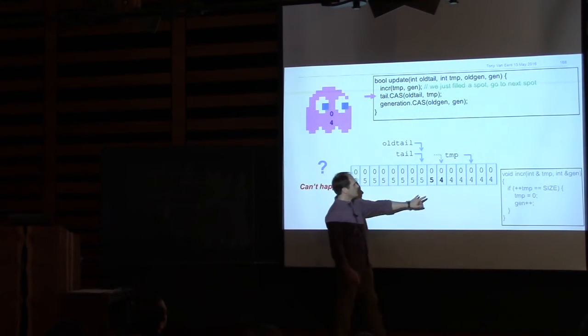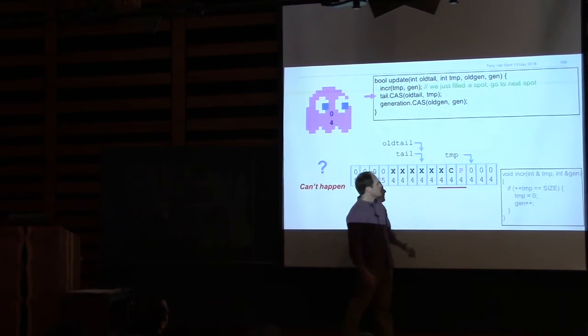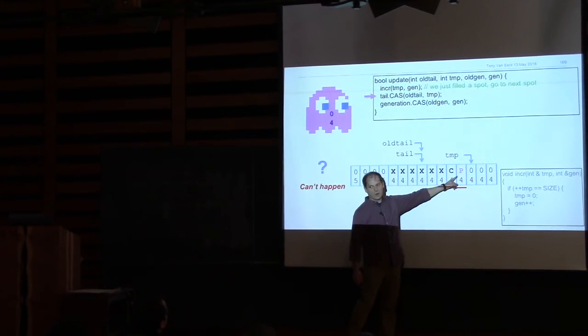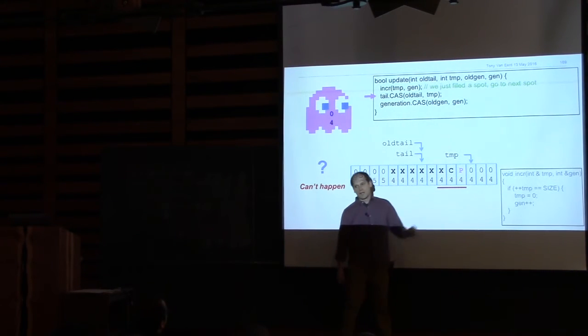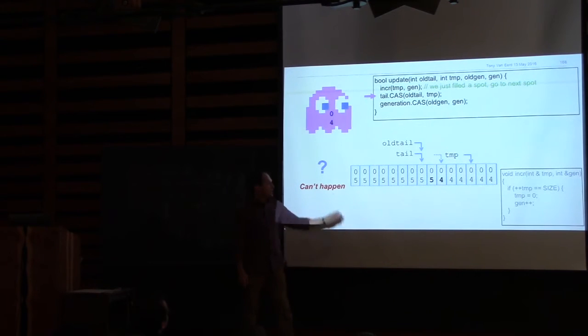Because what are these 0-4s doing here? A second ago, we just wrote data 4. So I can't get 0-4 here anymore. I can only get like 0-5 and stuff like that. So I'll never get this case.